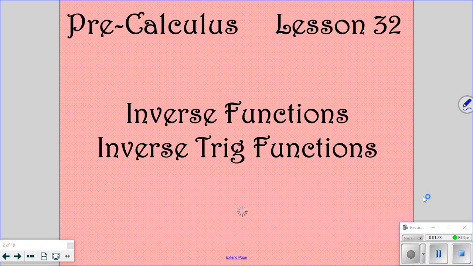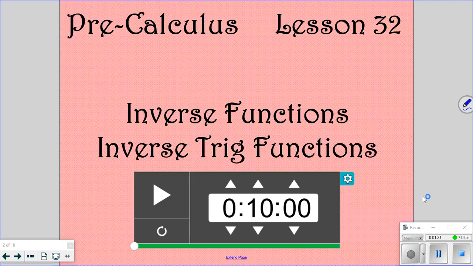All right, so we're looking at lesson 32 today. We're going to look at inverse functions and inverse trig functions. But before we do that, you have your trig quiz, your unit circle trig quiz. So y'all should all be getting one of them. Make sure that if you want colored pencils or a ruler or anything, that you get those out now.